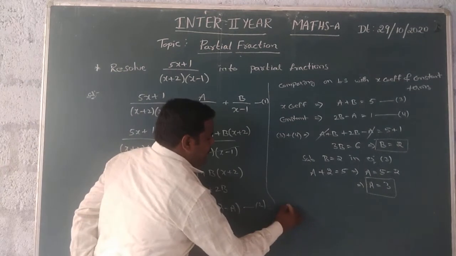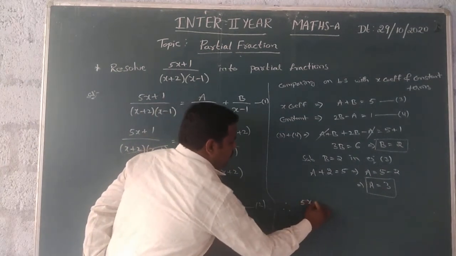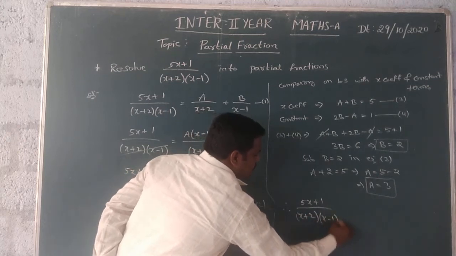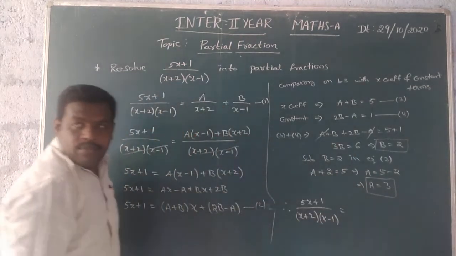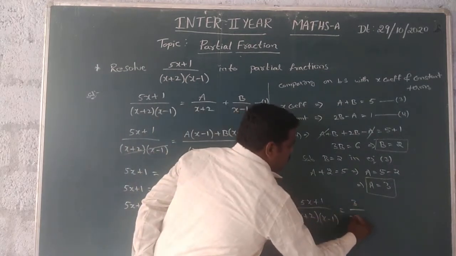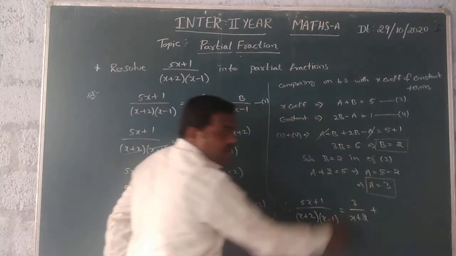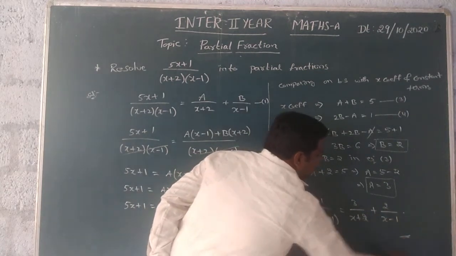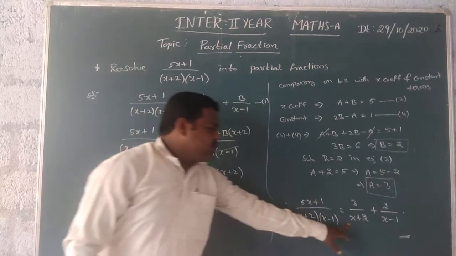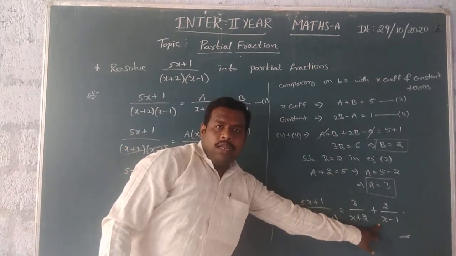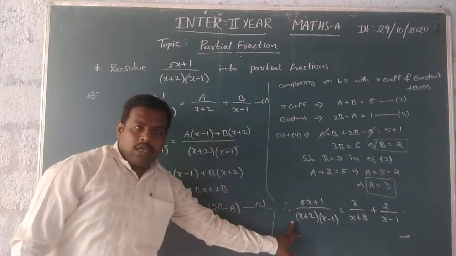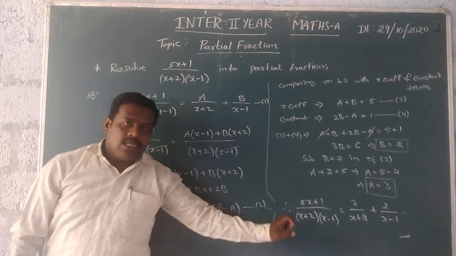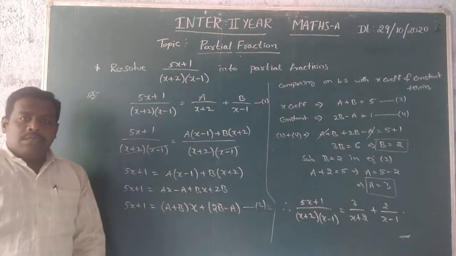We get, therefore, 5x plus 1 by x plus 2 of x minus 1 is equal to, what's the value of a? 3. 3 by x plus 2 plus, what's the value of b? 2. 2 by x minus 1. So 3 by x plus 2 and 2 by x minus 1 both are partial fractions of the given fraction 5x plus 1 by x plus 2 of x minus 1. Okay, understand? Everyone know that one?